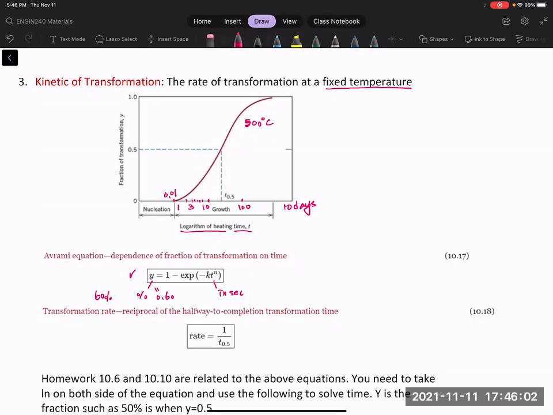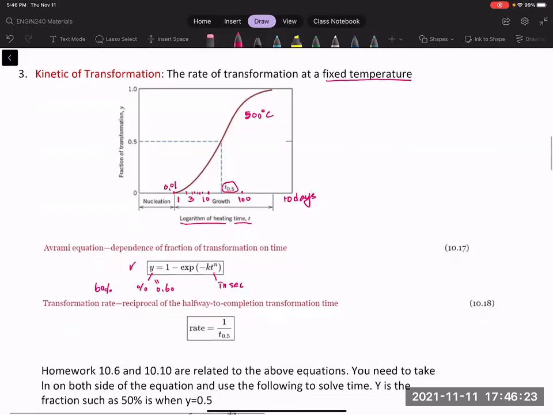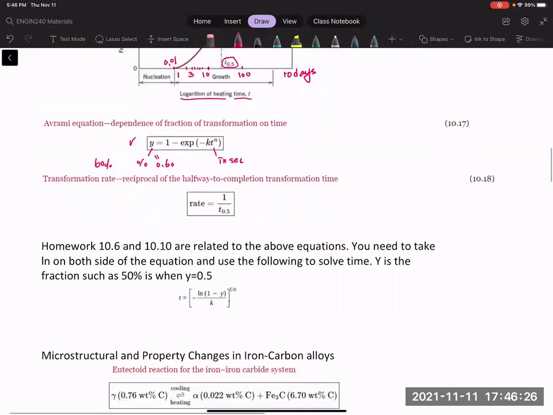You can also have a transformation rate. That rate is simply the reciprocal of the time to complete half of the transformation. The halfway transformation time is right here. That means how much time it takes to transform half of the material, and that's t subscript 0.5. Now homework 10.6 and homework 10.10 are related to these equations, so you can use them.